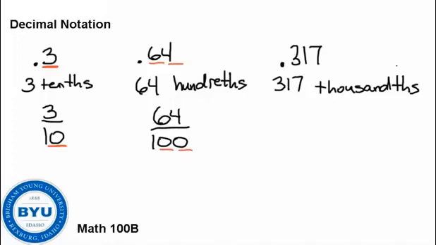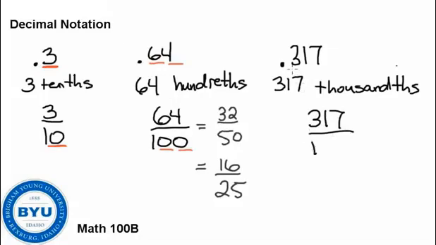Now this fraction simplifies more, and so we do always want to simplify our fractions. I can divide the top and bottom by 2, and I would get 32 over 50. Looks like I can still simplify that by dividing by 2 again. I would get 16 over 25. Great. What about 0.317? How would I write that as a fraction? Well, to do that, it's 317 over, because there's 3 decimal places, I'm going to put 3 zeros. 317 over 1,000. That's how we can convert decimals to fractions.